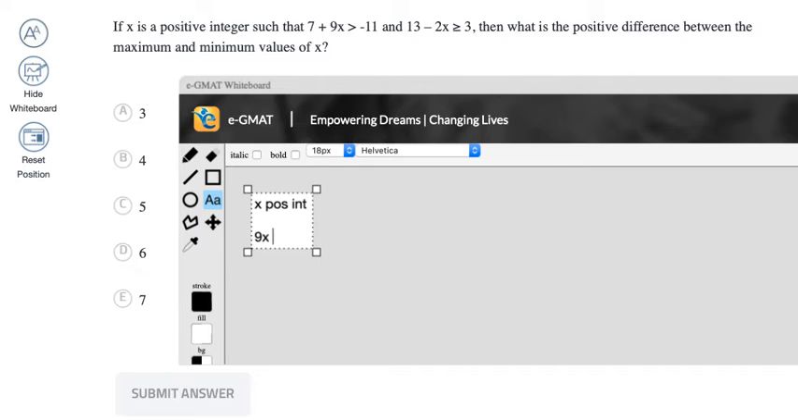What's the next step? Subtracting 7 from both sides, you would be left with 9x here and negative 18 there. Now dividing 9 on both sides, which is a positive number, so your inequality would not change. This is what you get. Your x is definitely more than minus 2. Then let's read further. And 13 minus 2x is greater than or equal to 3.